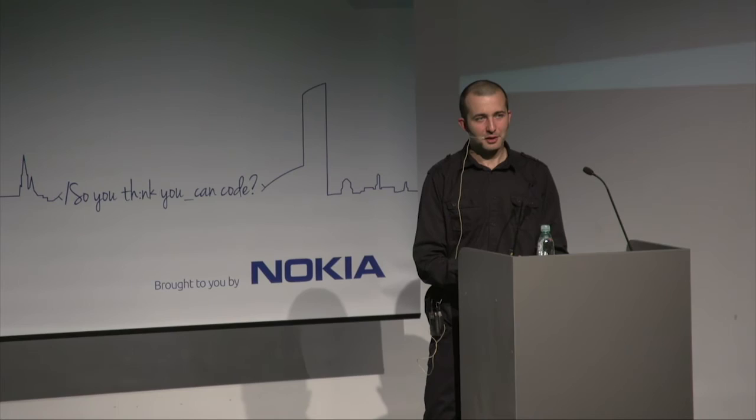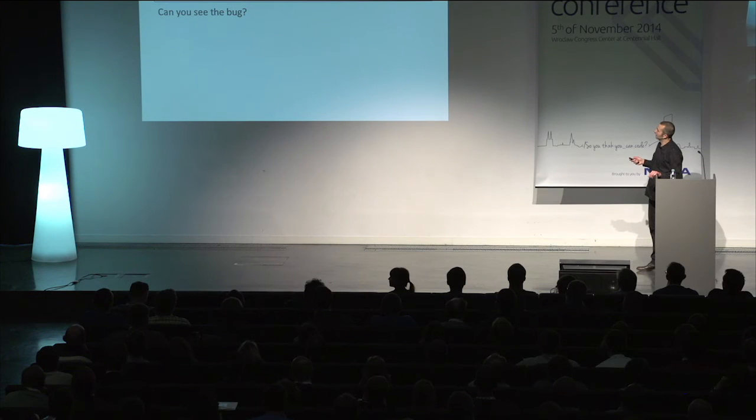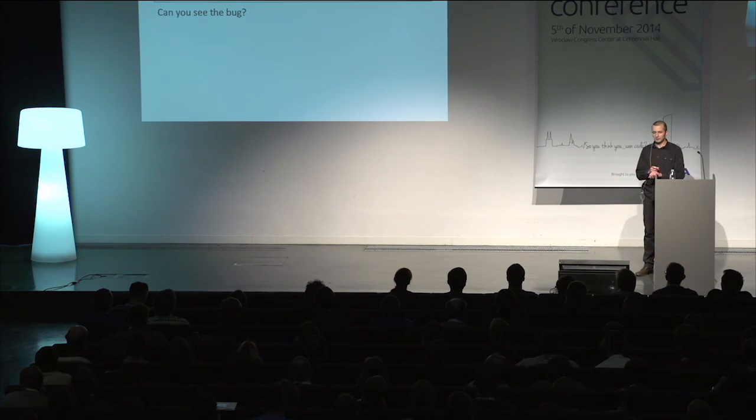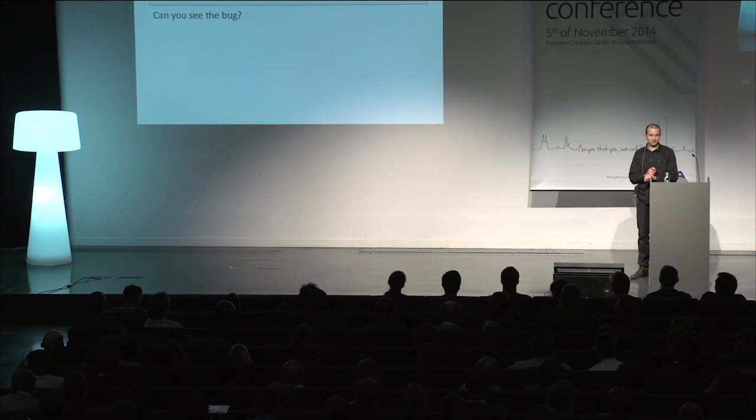So now I will have a question for you. We've talked about this function, this identifier. Now it's time to implement it. I provide here a very nice, short, and elegant implementation. A string is an identifier. All is a C++11 algorithm that will return true if every element in the sequence is a letter or a digit. Except that this function is wrong. And can you see the bug in it?